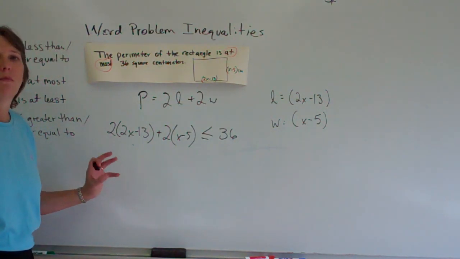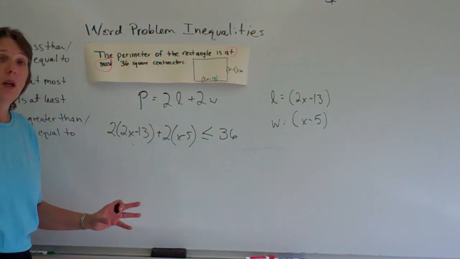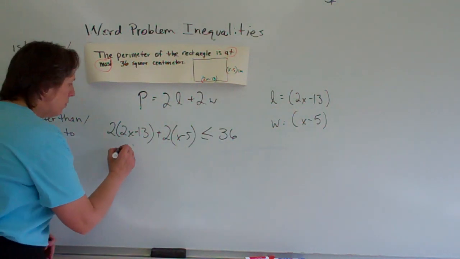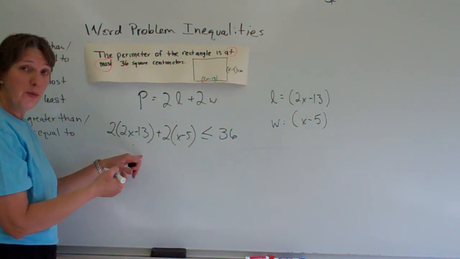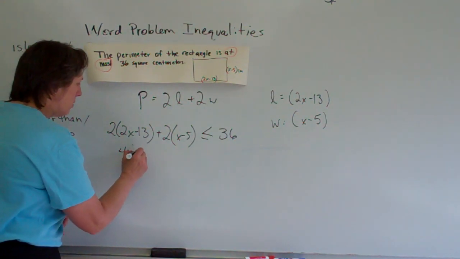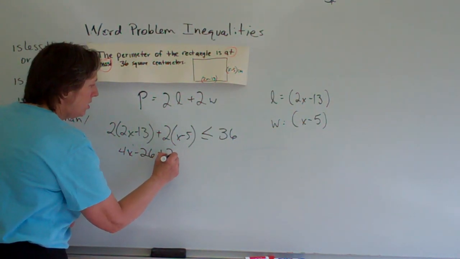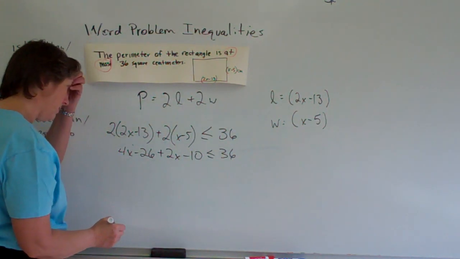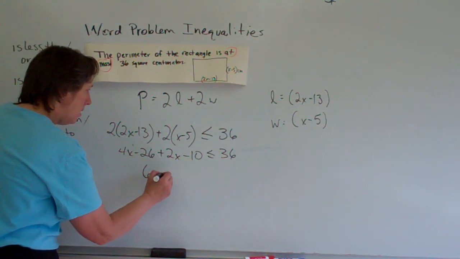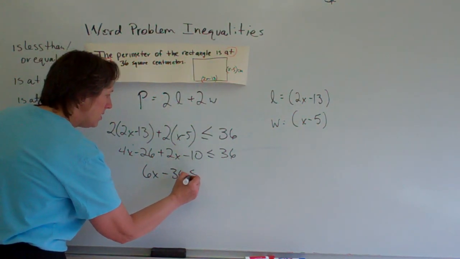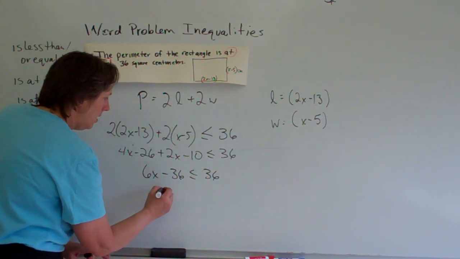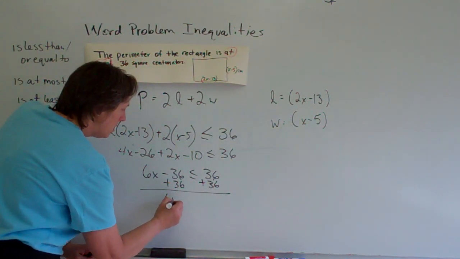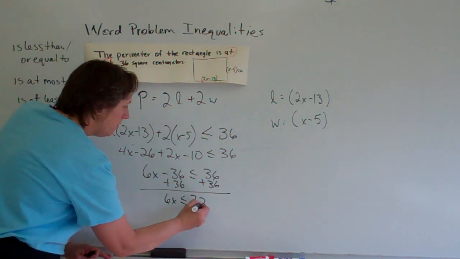Again, we want to make our life easier. We want to simplify both sides of the inequality first. We don't want to try to add or subtract or divide. So we have to do the distributive property. So we get 4x minus 26 plus 2x minus 10 is less than or equal to 36. We get 6x minus 36 is less than or equal to 36. We're going to add 36 to both sides. 6x is less than or equal to 72.